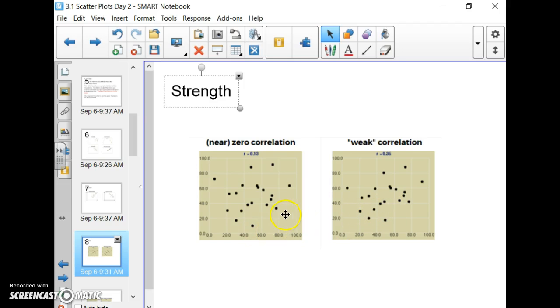Again, this one looks very similar to this one, but we can say that this has a weak correlation because these are closer together. If I drew a line through here, it looks somewhat linear, and it looks like everything is kind of grouping towards that line.